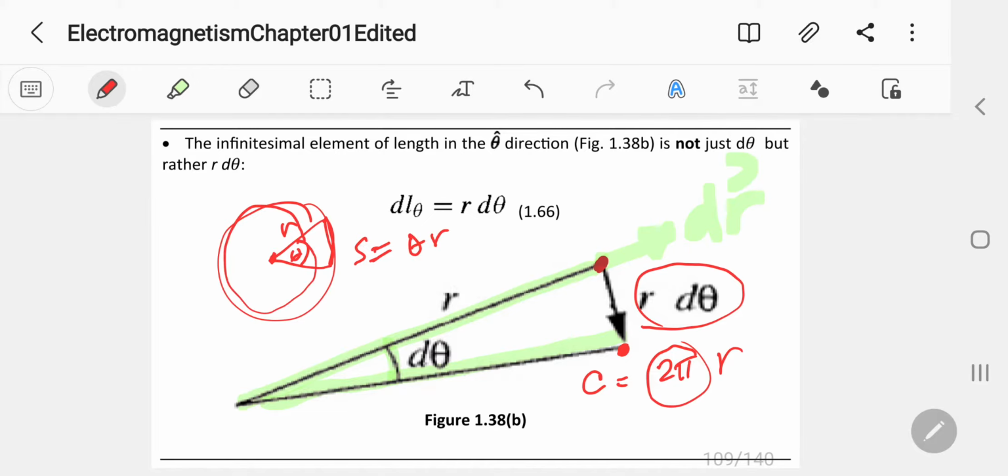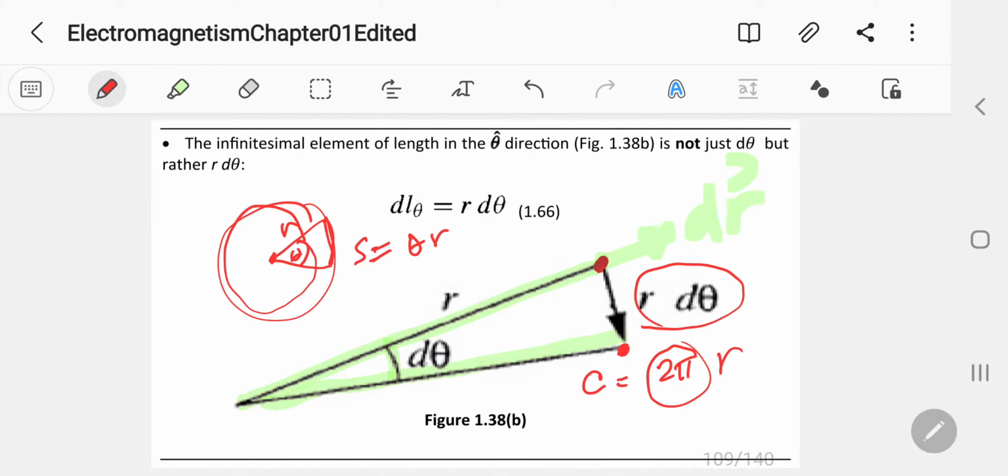So the radius r ranges from 0 to infinity, from the origin to any point in space. The phi ranges from 0 to 2 pi, and that already covers everything. Theta ranges from 0 to pi, not 2 pi, because if you go 0 to 2 pi for theta, you will cover the same volume twice.